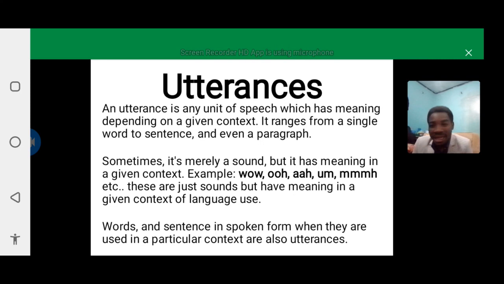So words and sentences in a spoken form, when they are used in a particular context, are also utterances. So by concluding this part, utterances are words, sentences, or any sounds. In short, we can say these are language in a spoken way. So any word or any unit of speech or any unit of sound which is spoken via oral media is called an utterance.